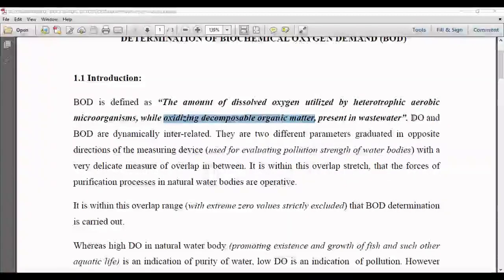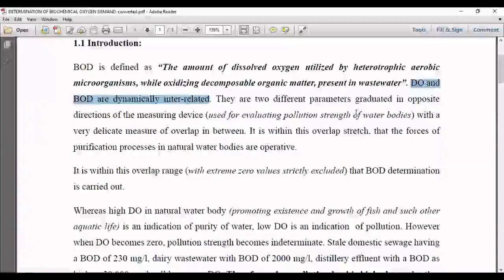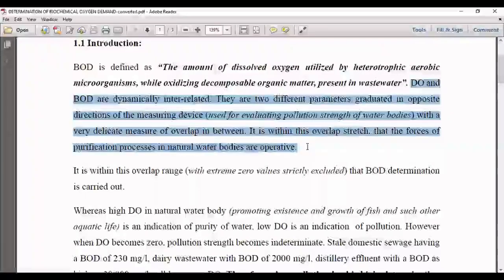Now DO and BOD are dynamically interrelated, right? They are two different parameters graduated in opposite directions of the measuring device used for evaluating the pollution strength of the water bodies, with a very delicate measure of overlap in between. It is within this overlap stage that the purification forces in the natural water bodies are operative.